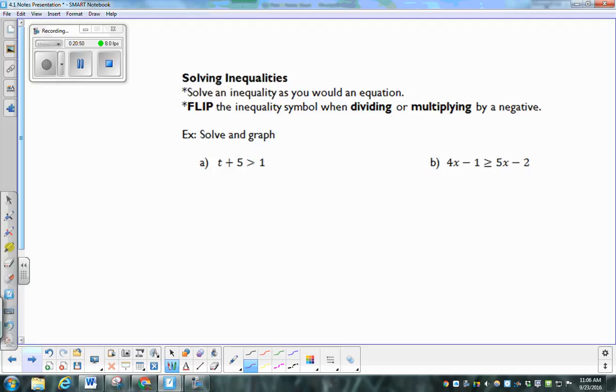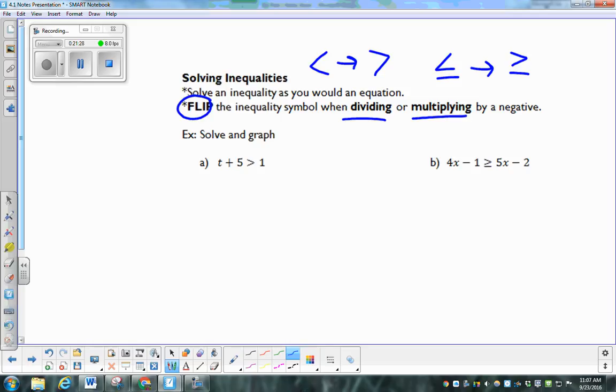All right, solving inequalities. So here's 2 tips. We did this last year, actually. Solve an inequality as you would an equation. You know, get all your x's on one side, get x by itself, blah, blah, blah. The only thing different is when you are multiplying or dividing by a negative number, you have to flip the inequality symbol. So if it says less than, you're going to flip it to be greater than. If it says less than or equal to, you're going to flip it to be greater than or equal to. Anytime you multiply or divide by a negative. So let's try some of these examples here.